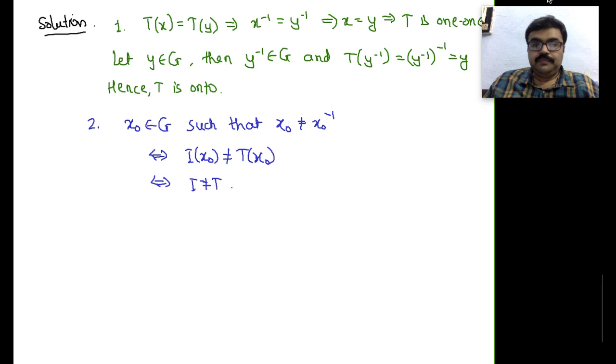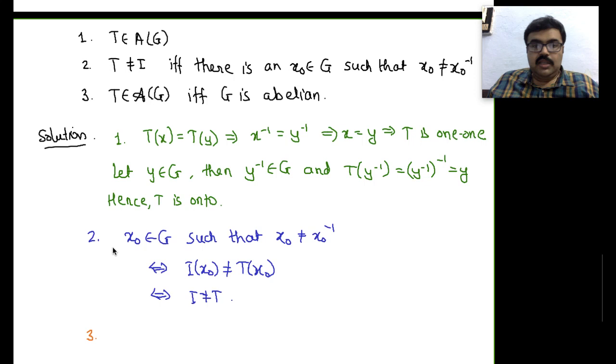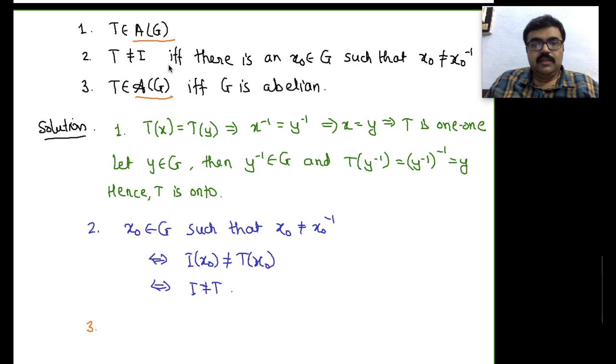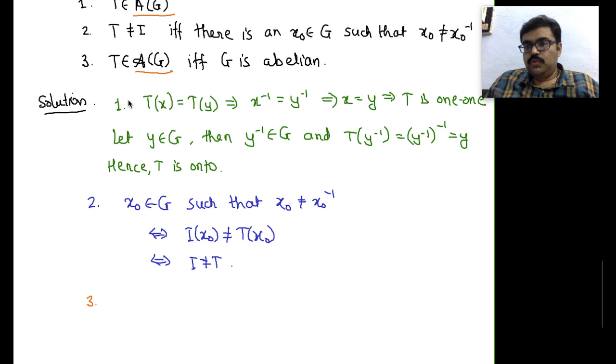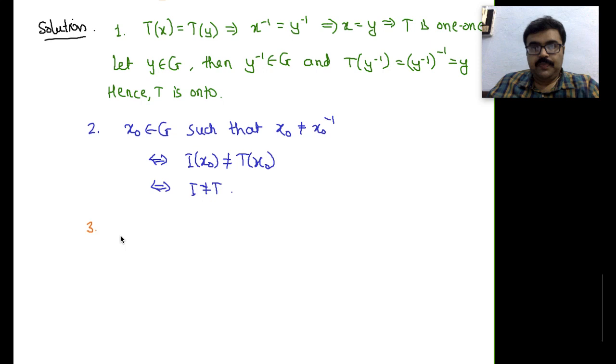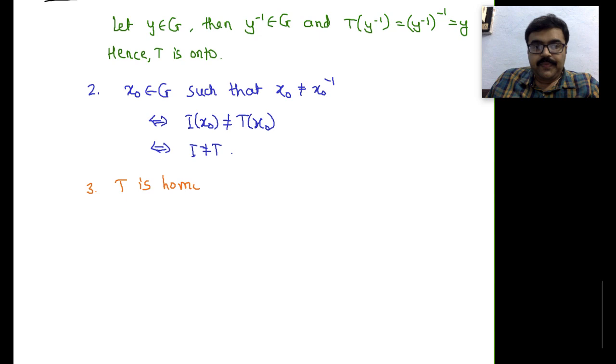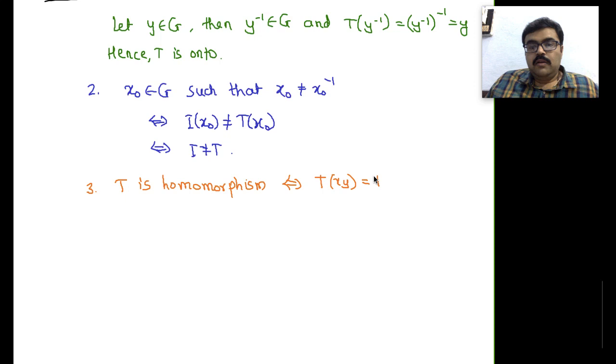And about the third one. The third one is T is a homomorphism, so T belongs to Aut G, because it is already in AG. To show that T is an automorphism, it is sufficient to show that T is a homomorphism. So we'll show that T is a homomorphism. Then by definition, if and only if T of XY equals TX TY. So this implies (XY) inverse equals X inverse Y inverse.